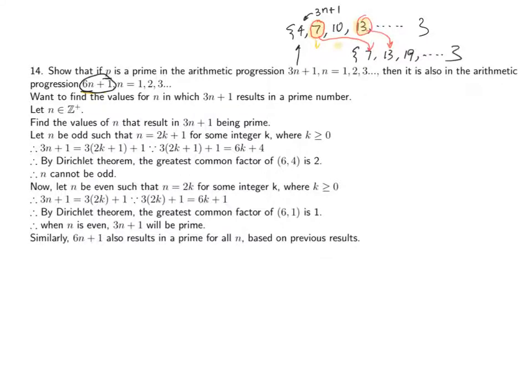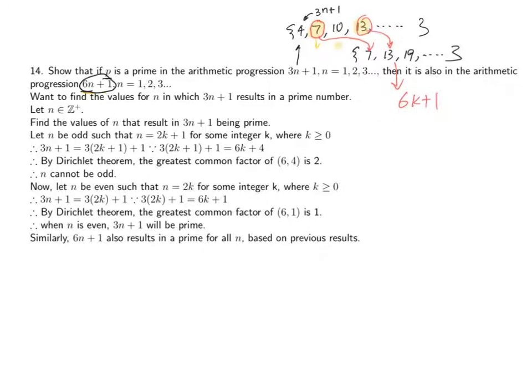Now, the way that you guys interpret it is you want to find the values for n for which this results in a prime number. Actually, we don't care about those values. We just want to say if there's a prime in this sequence, it should be also in this sequence. And what is this sequence? All the numbers in this sequence look like 6k plus 1.